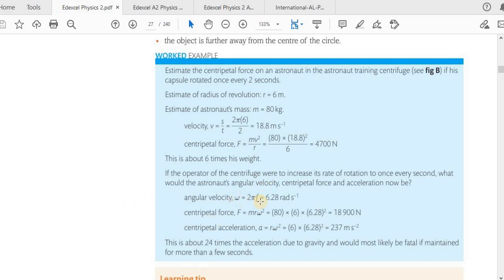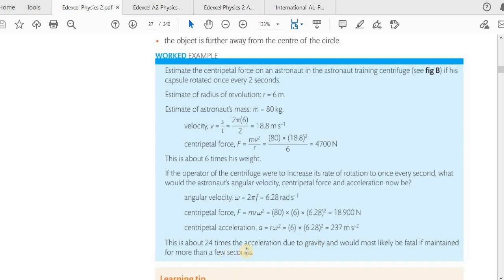Angular velocity, very simple, you can find from omega equals 2 pi f. Now the frequency is what? 1 rotation per second, so 1 hertz. So it will be 2 times pi times f. You can even use your calculator right now and try it. So it's 2 pi, which is 6.28 radians per second. Then centripetal force, we have m, 80, r, 6, and this thing you have that. Centripetal acceleration, you see it's very easy, you can find it.